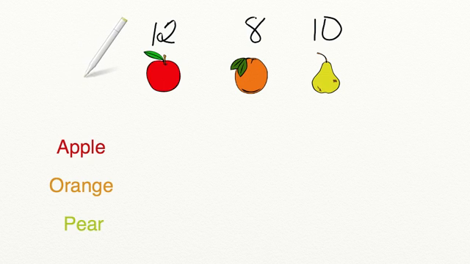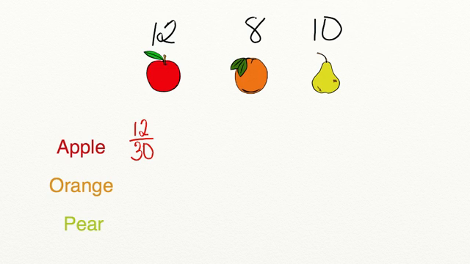Well, first we want to know how many pieces of fruit we have in all, so we can write our denominator. We have 12 apples plus 8 oranges, which is going to equal 20 pieces of fruit, plus 10 pears, which is going to equal 30 pieces of fruit. And since we have 30 pieces of fruit in all, that's going to be our denominator. Now we need to find out how many apples we have. There are 12 apples. So that means we have a 12 out of 30 chance of choosing an apple out of all of the fruit combined.